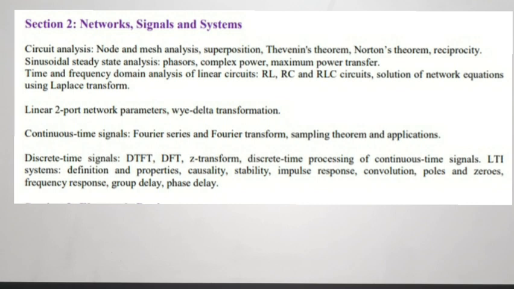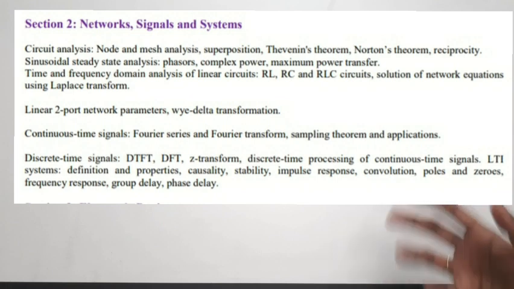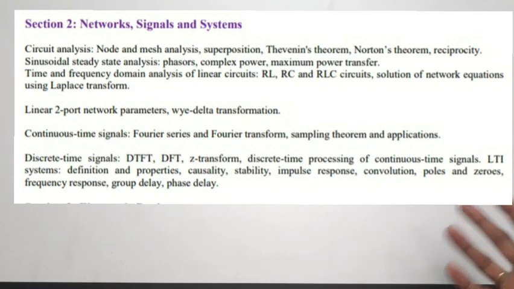Then the next one is discrete time signals: DTFT, DFT, Z transform, discrete time processing of continuous time signals. These are actually from the signals and systems subject, but they have combined network and signals and systems together. Then next one is LTI systems, definition and properties, causality, stability, impulse response, then convolution, poles and zeros. You can face numerical questions from the poles and zeros area, and also theoretical questions regarding stability from the poles and zeros. Then frequency response, group delay and phase delay. So that's all about network and signals and systems.